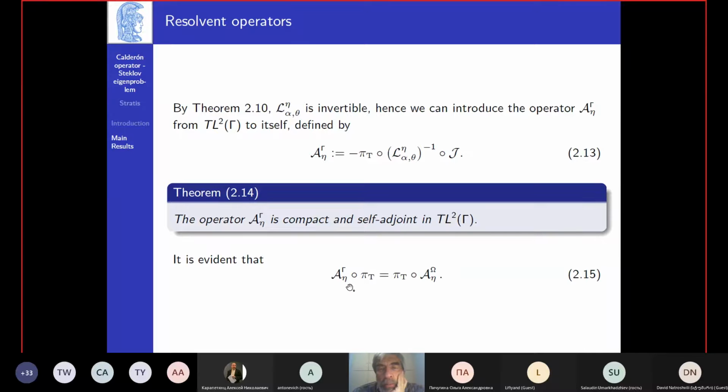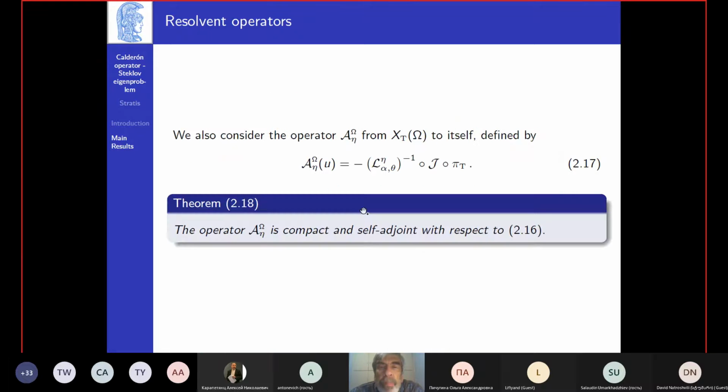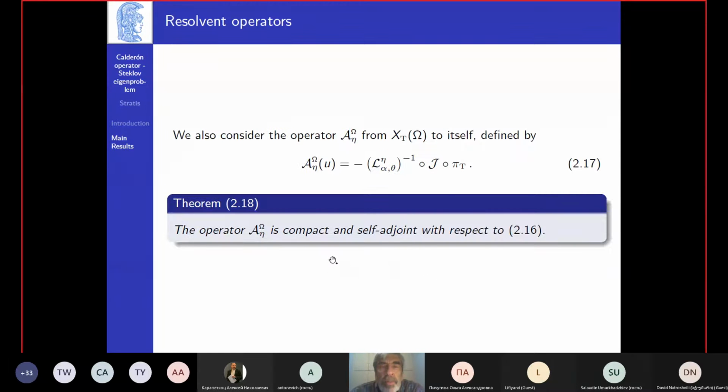If we define the sesquilinear form like that, this defines, in the case we are interested, a scalar product. And in view of this, the problem we are interested in can be written in this form, in the last equation here. So we can consider an operator A omega eta now, that is defined like that. And the relationship between these two operators, I mistakenly put it here, it's 2.15, I should move it to here. But this operator as well is compact and self-adjoint with respect to the inner product.